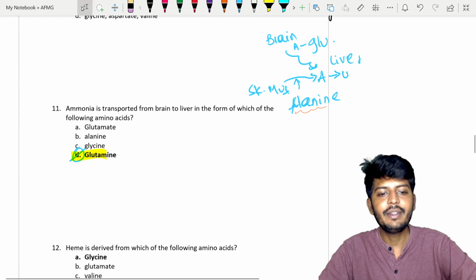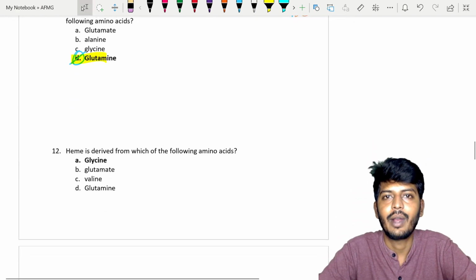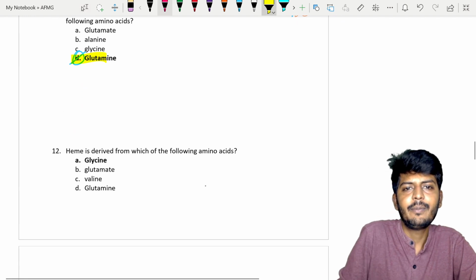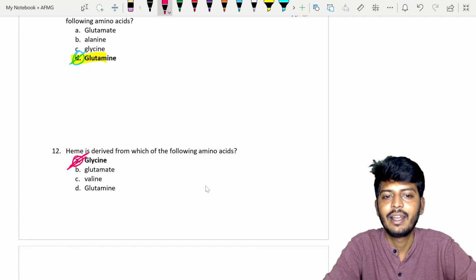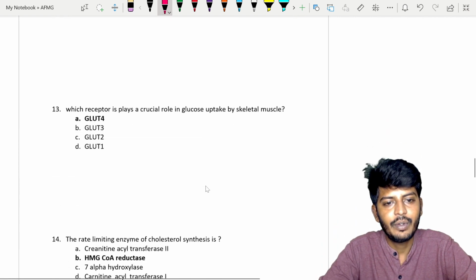Okay, heme is derived from which of the following amino acids? This is a direct answer. For heme synthesis, the amino acid required is glycine. Okay, let's go to the next one.